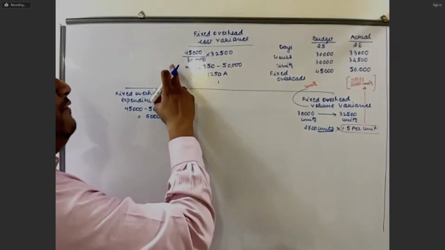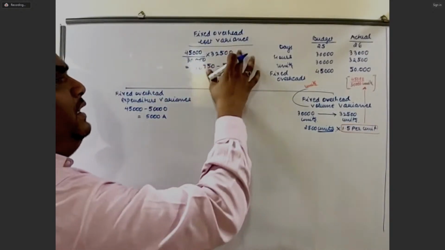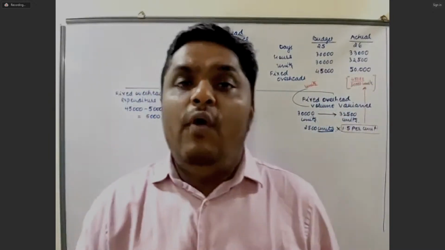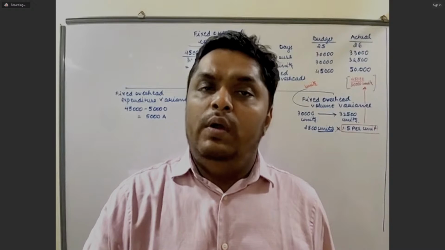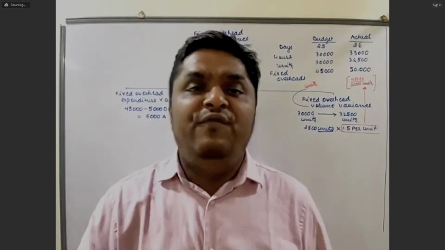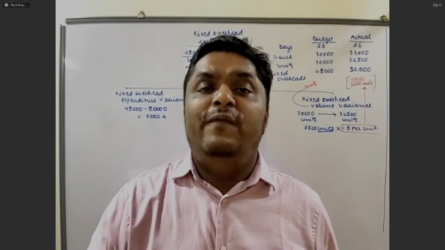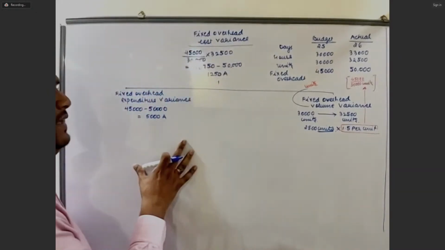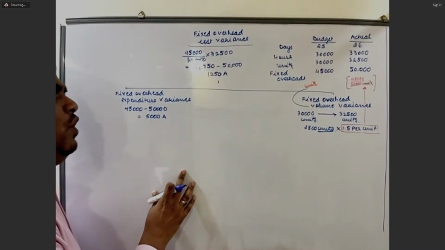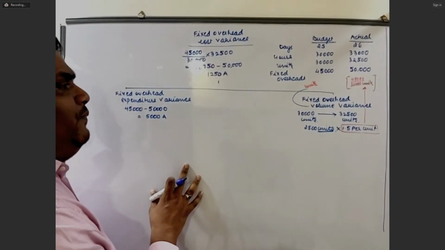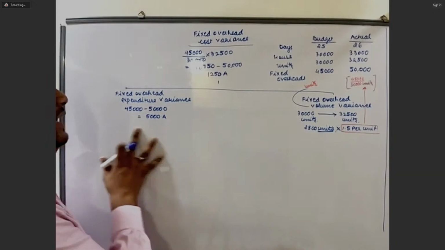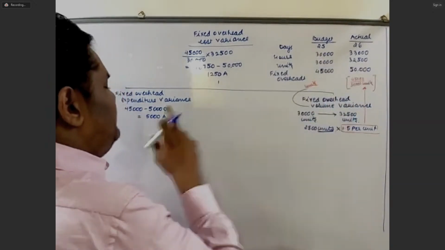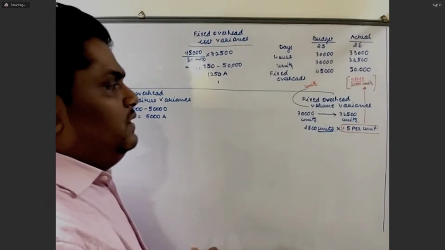So 1.5 per unit is my predetermined rate, into the actual production of 32,500 units. It means 48,750 is my absorbed overhead, and the actual overheads are 50,000. So 1,250 is my under absorption of overhead. When talking about expenditure variance, since the fixed overhead remains constant at all levels of production, we can directly calculate the fixed overhead expenditure variance, that is 45,000 minus 50,000, that is 5,000 adverse.